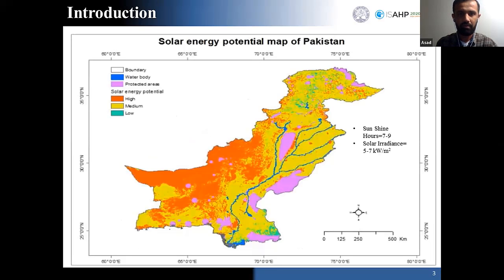So this is the solar energy potential map of Pakistan. And as we can see, we have a lot of solar energy potential. We get around 7 to 9 daily sunshine hours, with very high solar energy potential in the southwest region of Pakistan.